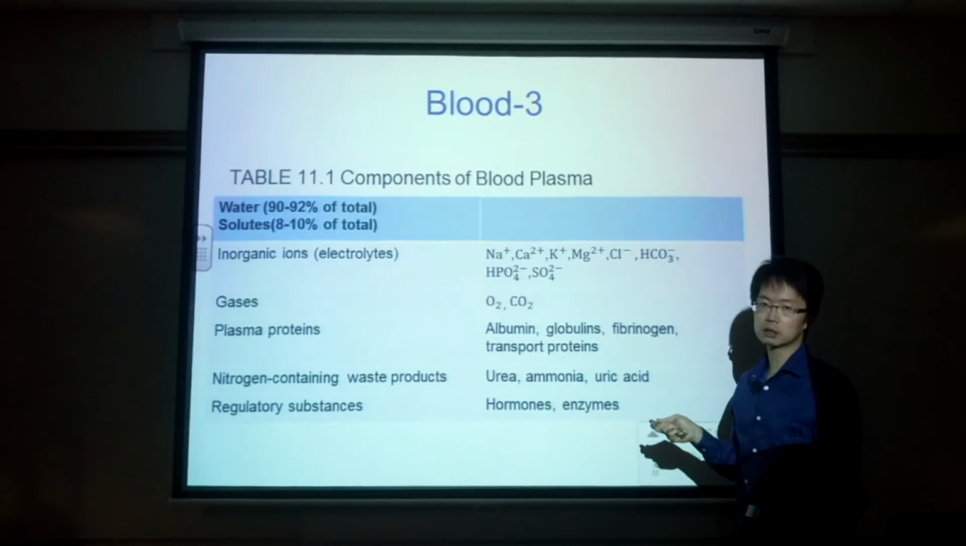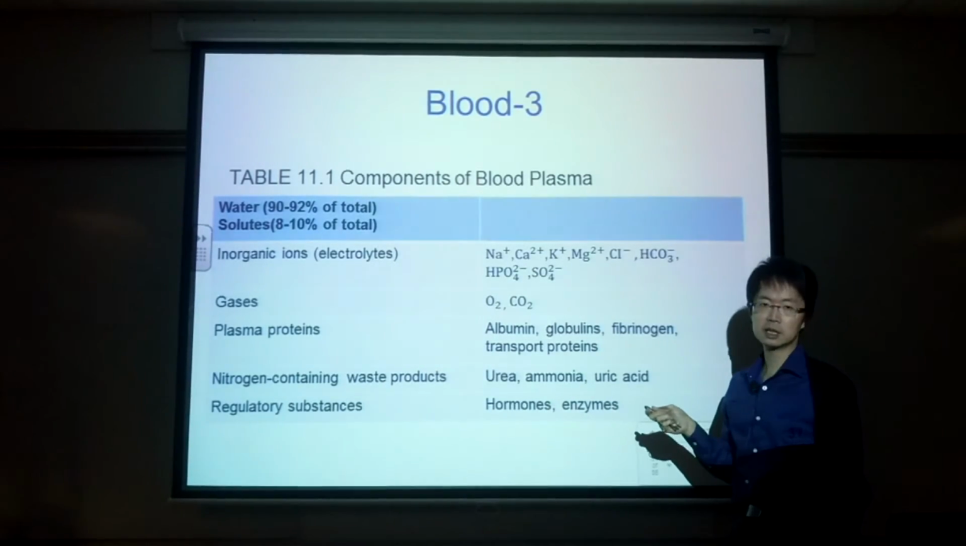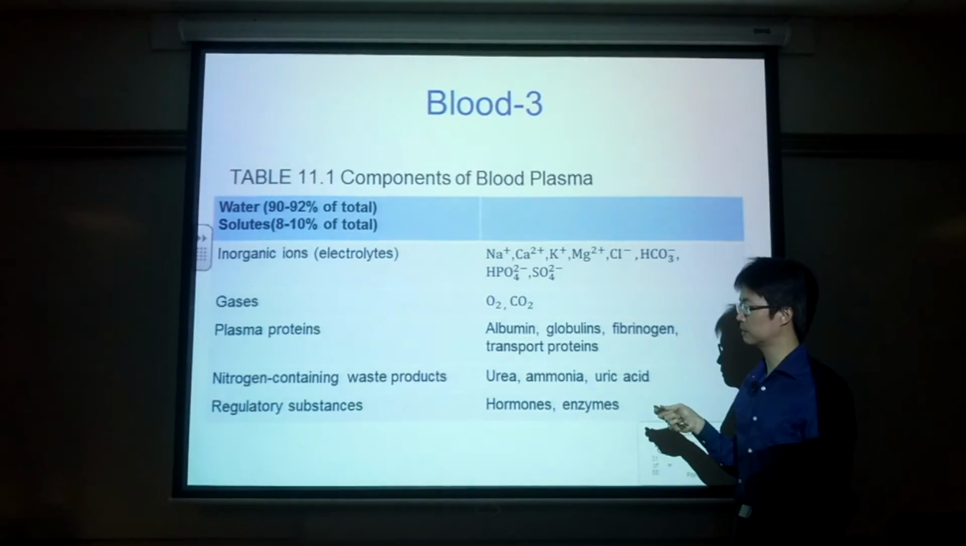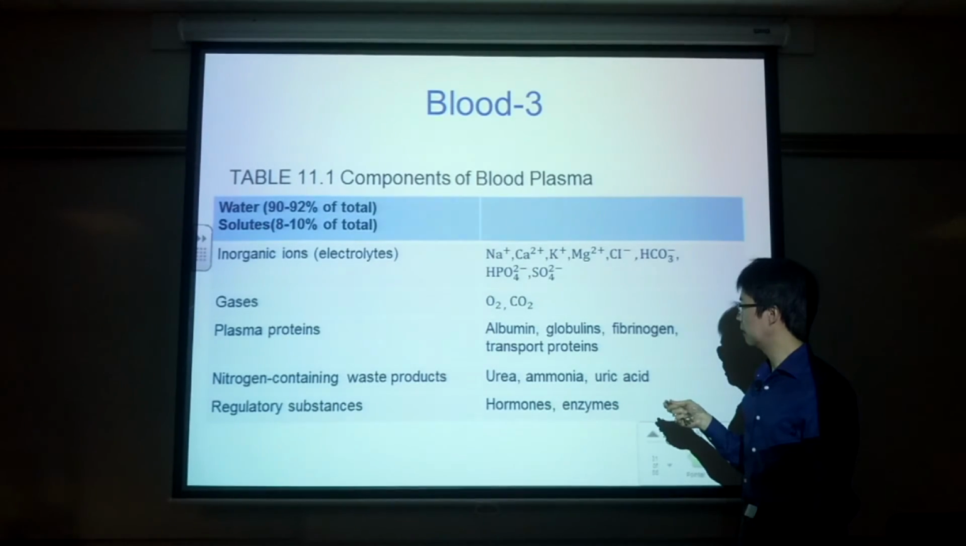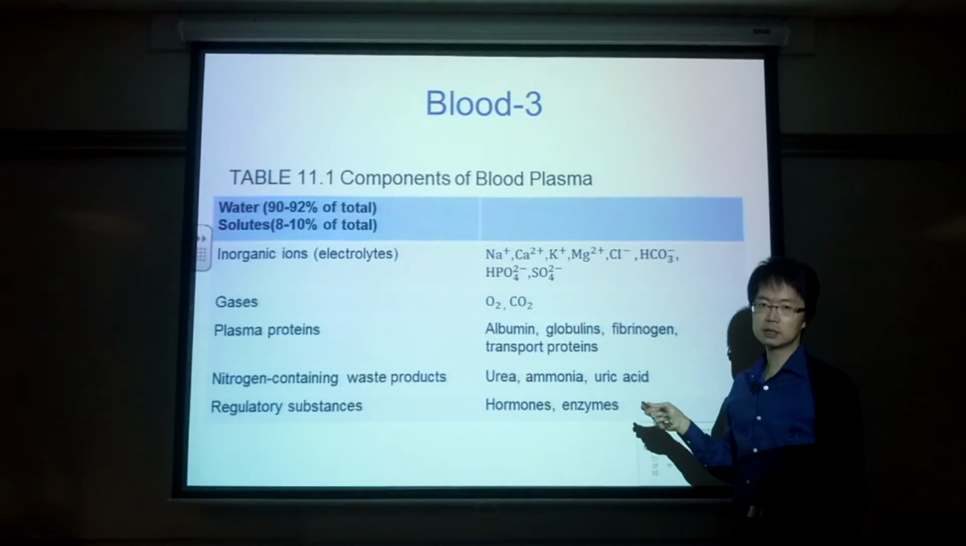Plasma proteins, what are the plasma proteins we have? We have albumin, globulin, fibrinogen, transport proteins, and also antibodies. Antibody is considered a plasma protein as well. Globulin, immunoglobulin is a form of antibody. You also have globulin as a carrier protein to carry hormones.